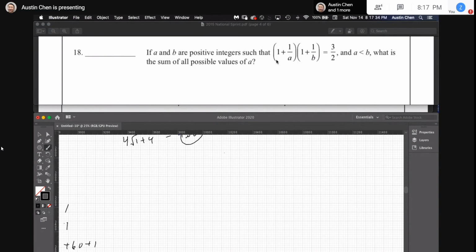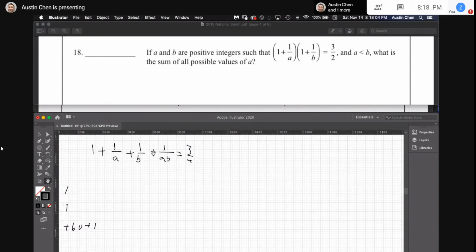If we keep it in this format, it's really hard to use it, right? Like 1 over a positive integer, that's just really hard to use. You want to try to convert it into something better, right? Okay, so let's do that. So the simplest thing to think of is just to expand it, right? So we're going to have 1 plus 1 over A plus 1 over B plus 1 over AB equals 3 halves. And then we can sum this fraction here. That's going to be AB plus A plus B plus 1 over AB equals 3 halves.